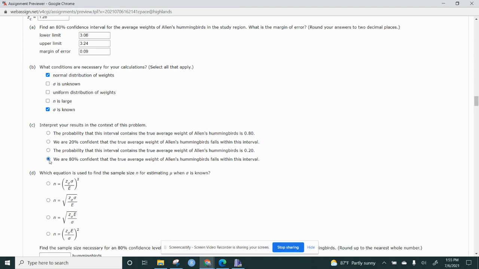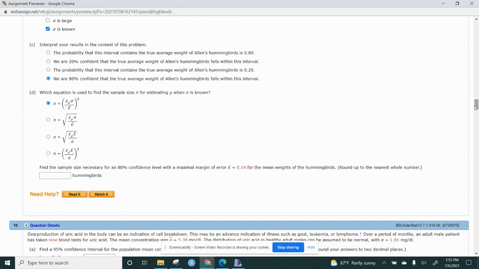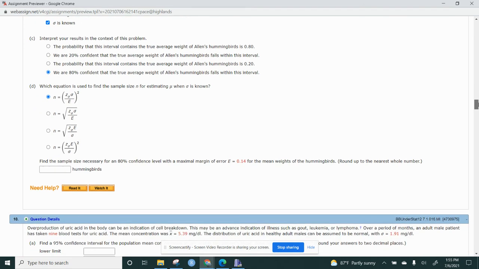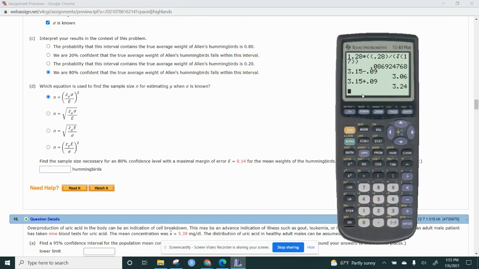Okay, so now it wants to know how to get the sample size when I know my population standard deviation. This actually is the correct formula. This right here should be a C. I don't know why they did it wrong, but we're going to use this formula to get the necessary sample size when my margin of error is 0.14. Do not use this margin of error up here of 0.09. You're going to use this one of 0.14. Okay, so let's do it.